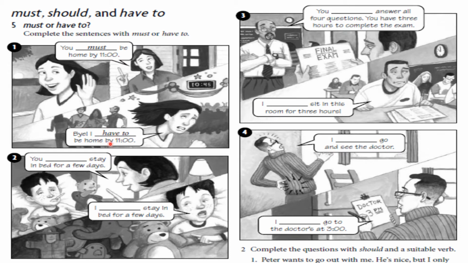I have to be home by 11. So have to is a modal, must is a modal. So this is one tiny example of modals, and in all the sentences you can put must and have to in the gaps. You must stay in bed for a few days, and I have to stay in bed for a few days. So those are the obligations.